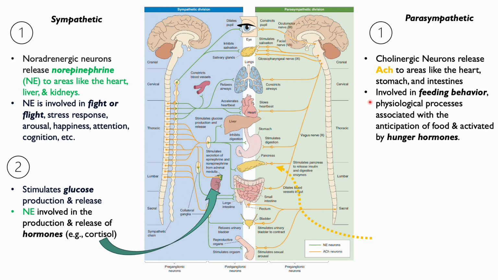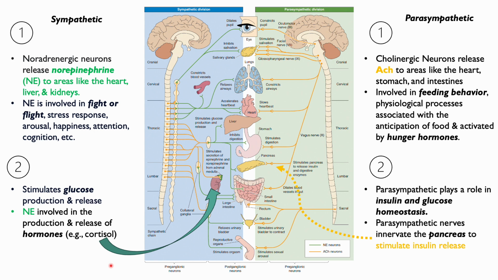The hypothalamus wants to keep the body in homeostasis and thus can command these satiety signals or these hunger signals in the form of hormones. And don't worry, we're going to talk about that later on. Additionally, the parasympathetic nervous system plays an important role in insulin and glucose homeostasis.